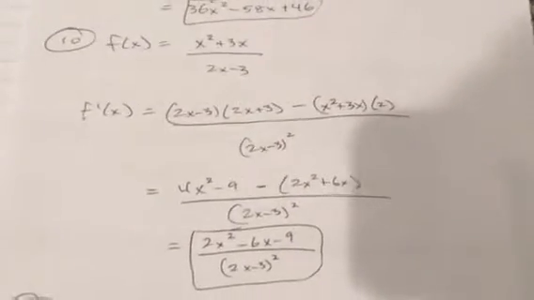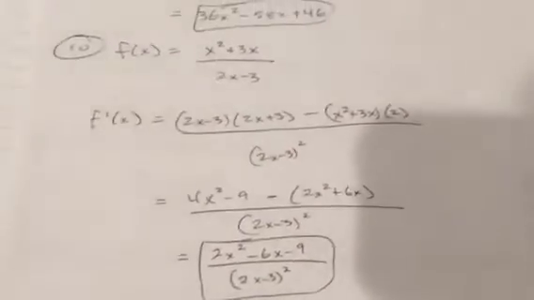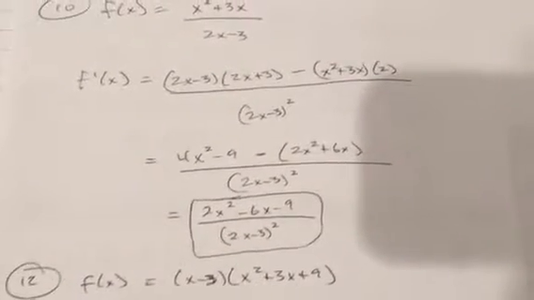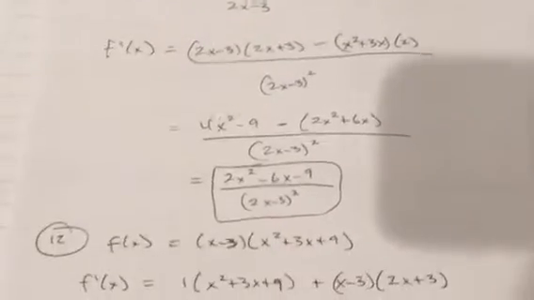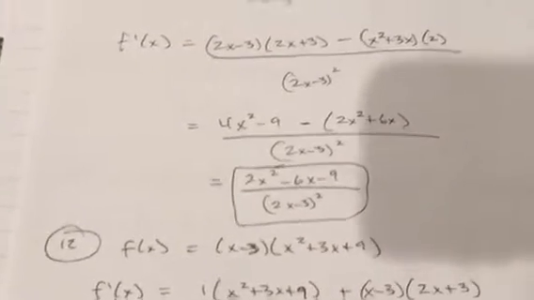Right, 2x minus 3, 2x plus 3, you have conjugates there. So the x's there cancel. And then just be careful with the algebra. You can leave your answer like that. That is fine. Take a look here at 11.